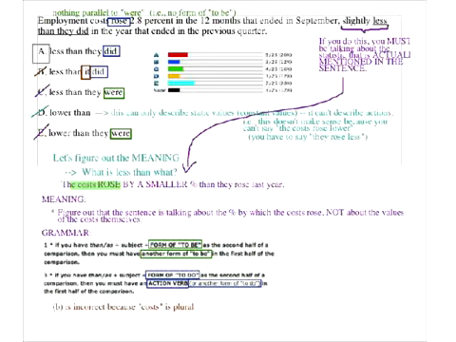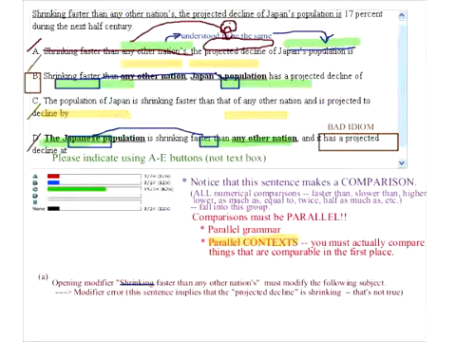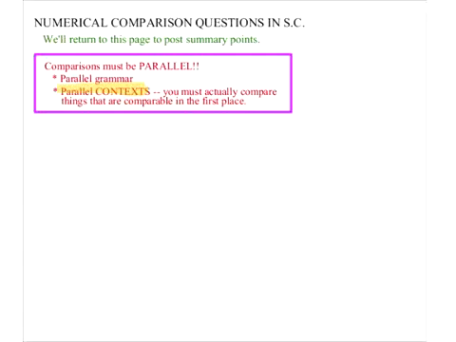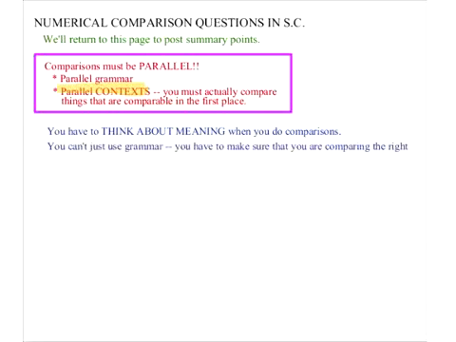First, let's do the takeaway sheet on this one. Going back to what we learned here, the main takeaway of that one, aside from that helping verb stuff, is you have to think about meaning when you do comparisons. You can't just use grammar. You have to make sure that you are comparing the right things. All right, let's take a look at another problem.